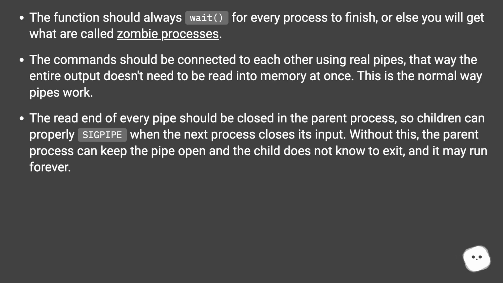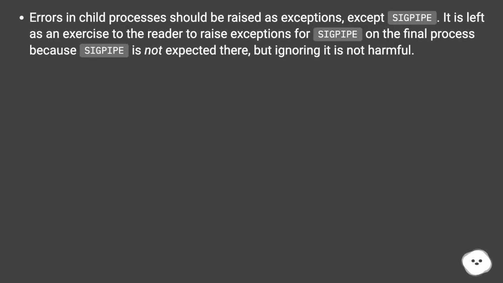The read end of every pipe should be closed in the parent process, so children can properly get SIGPIPE when the next process closes its input. Without this, the parent process can keep the pipe open and the child does not know to exit, and it may run forever. Errors in child processes should be raised as exceptions, except SIGPIPE. It is left as an exercise to the reader to raise exceptions for SIGPIPE on the final process because SIGPIPE is not expected there, but ignoring it is not harmful.